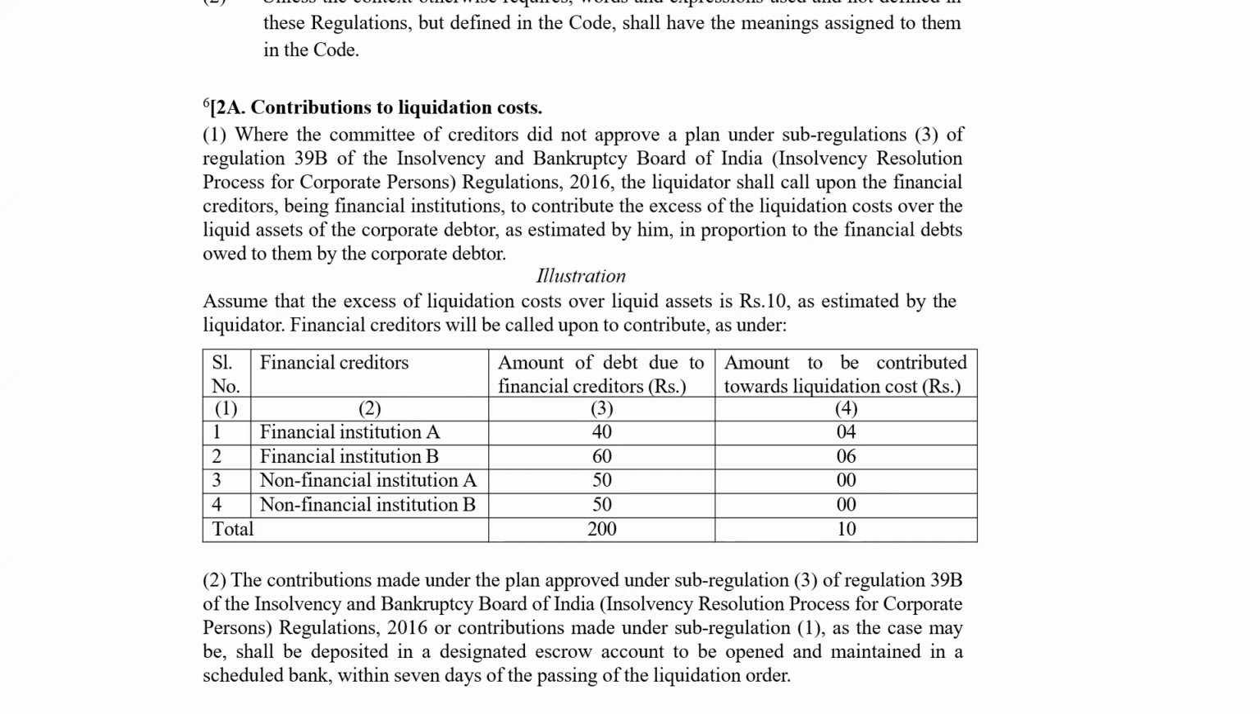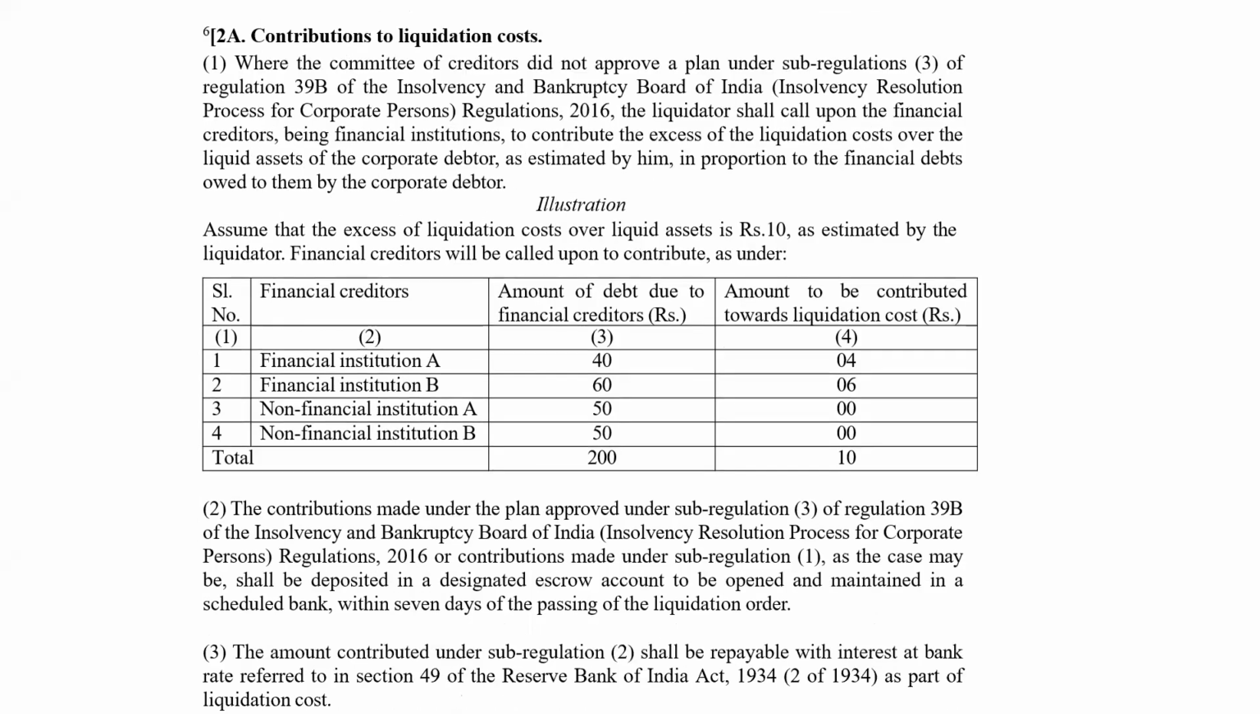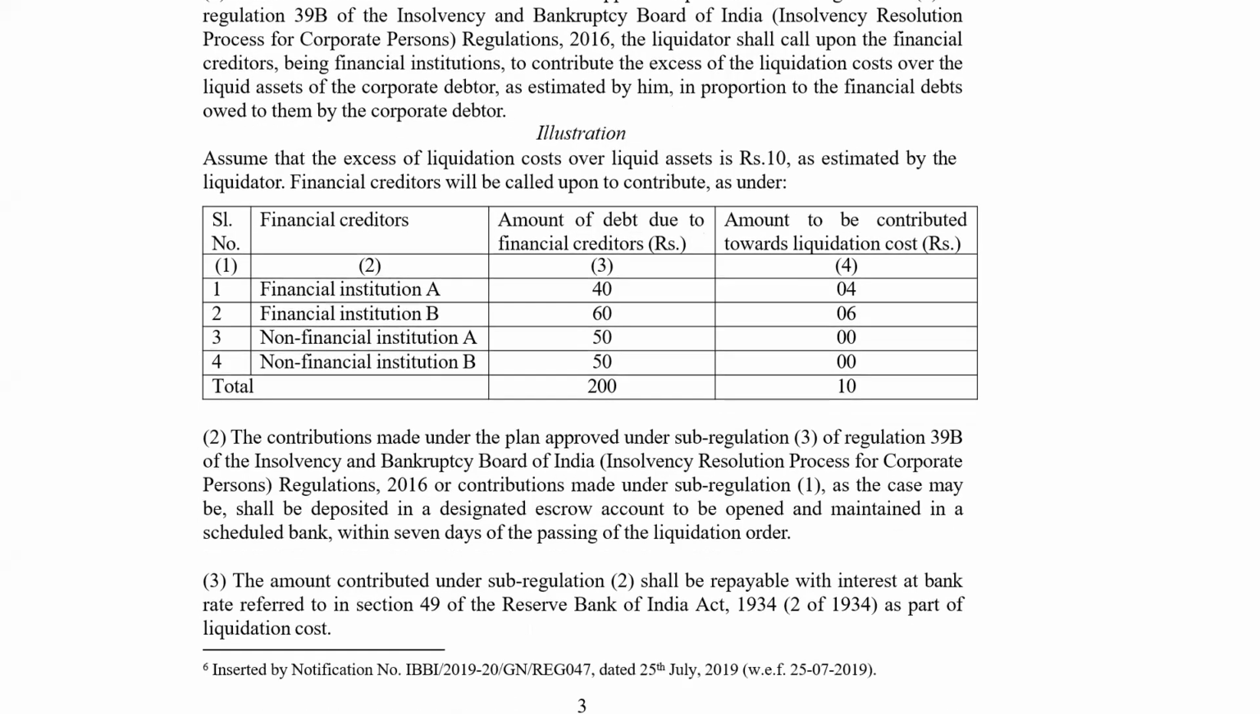So suppose there are two financial institutions and they are having the amount of debt as 40 and 60, and suppose 10 is the shortfall. So then they will contribute in the ratio of 4:6.